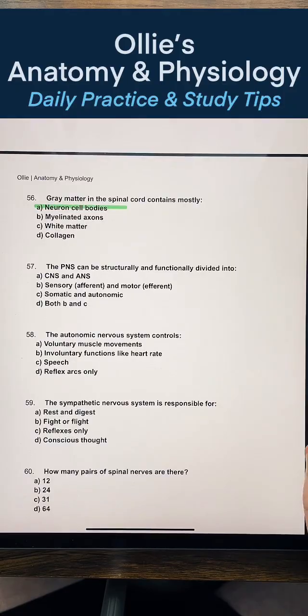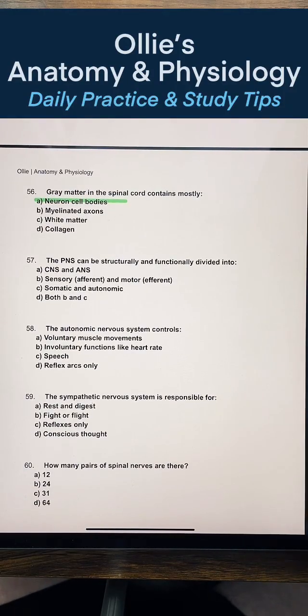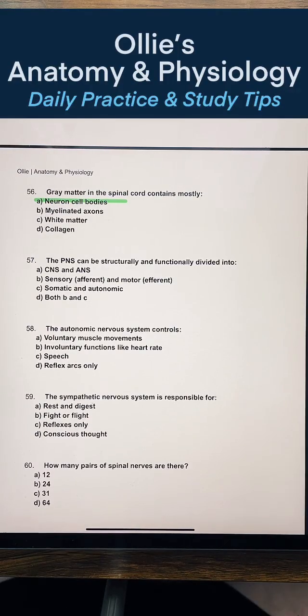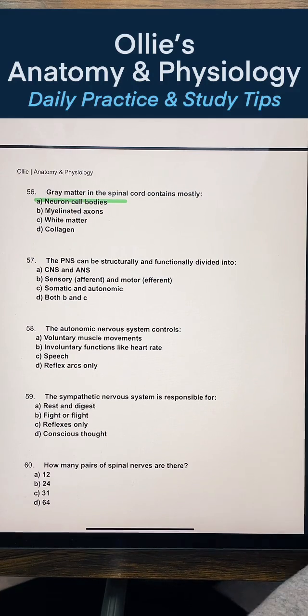Number 57, the peripheral nervous system can be structurally and functionally divided into what? A, B, C, or D?